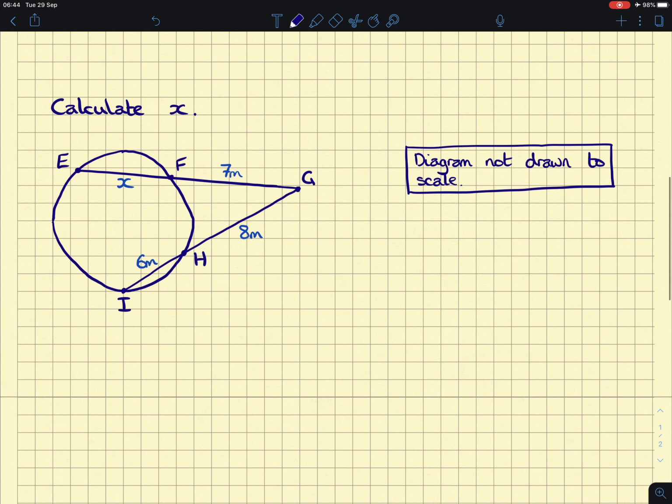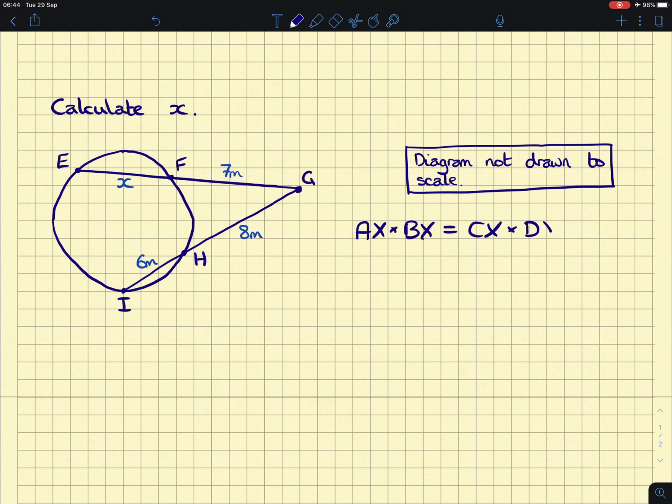Second example, this time instead of having chords, we have something called secants, which is effectively a chord extended outside a circle until a point where they meet, like so. Now, the values that have been given here are already on the diagram, but the letters E, F, G, H, I do not link directly to our formula. So first thing we're going to do is quote our formula. AX times BX equals CX times DX.